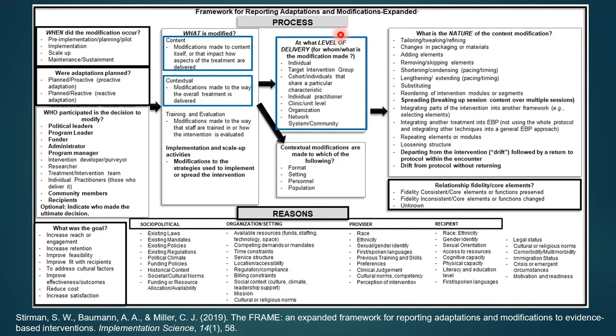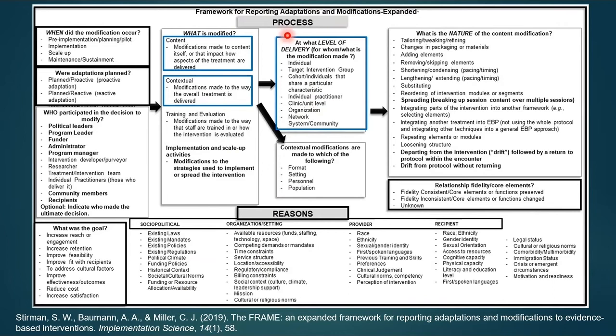So this slide provides a framework for reporting adaptations and modifications for an implementation study. And you might refer to this paper, which gives a detailed exposition of this framework. And it's quite comprehensive.